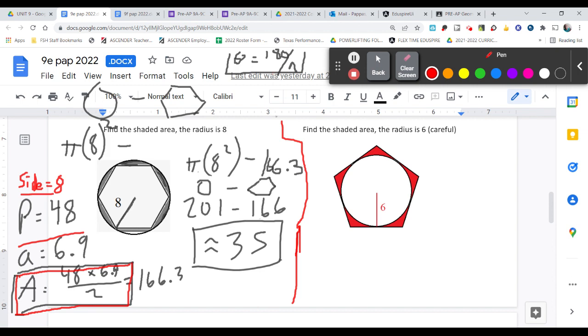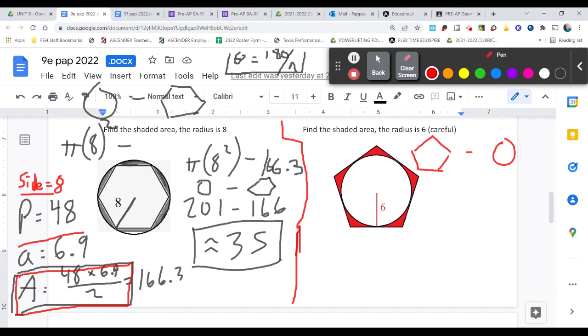Again, anytime we have to find a shaded area, a lot of times we're going to have to take something and subtract something. So to find a shaded area here, we have to do the area of what minus the area of what? Okay, so on this next one, we have to do the pentagon minus the circle. Pentagon area minus the circle area.